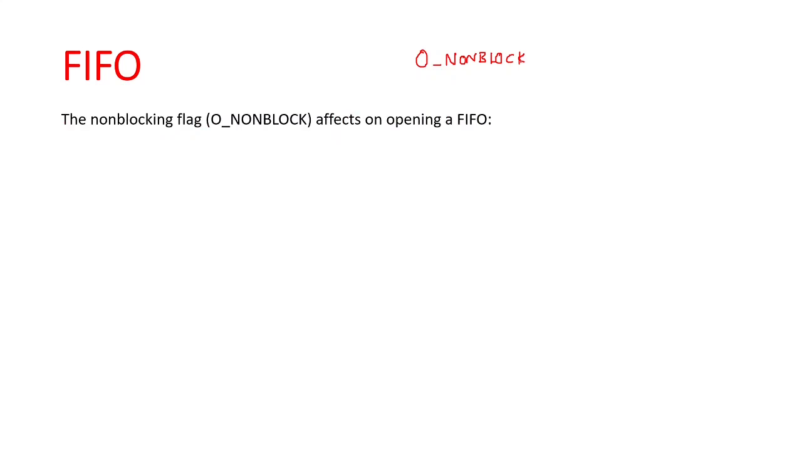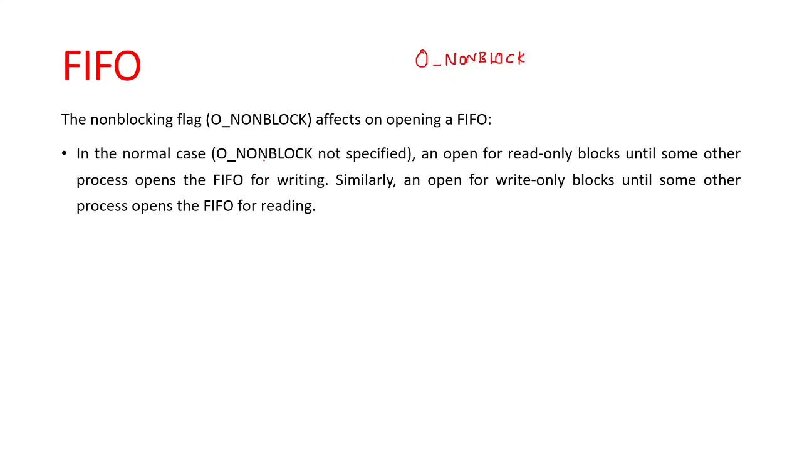Now let us see what happens when we open a FIFO file and how the non-blocking flag affects the opening of a file. Before that, let us see what exactly the non-blocking flag is, which is specified as O_NONBLOCK. This flag is sometimes used in cases where one wants to open the FIFO but does not necessarily have the intention to read or write. Let us consider the normal scenario first, where this non-blocking flag is not specified. In that case, an open for read-only blocks until some other process opens the FIFO for writing. The same is applicable for write-only: the open for write-only blocks until some other process opens the FIFO for reading.